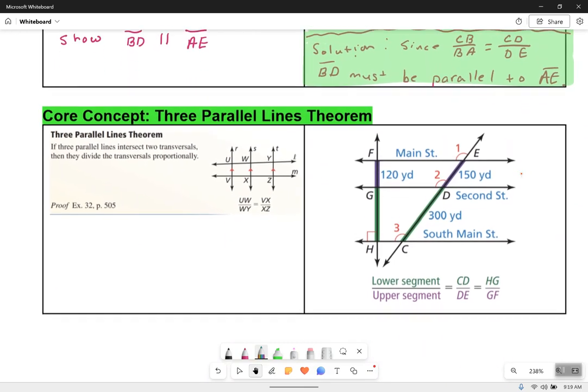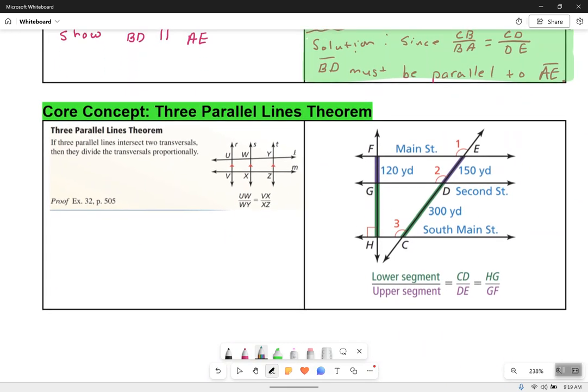Another core concept. Ooh, not two parallel lines. We're gonna live dangerously and go, oh, three parallel lines. Anybody scared yet? Three parallel lines is Vecna scary. Okay. If three parallel lines intersect two transversals, then they divide the transversals proportionally. Okay, here's the deal. Can you guys identify the three parallel lines in the examples they give here? Whoops, I didn't want to do that. This is what I wanted to do. Aren't these my three parallel lines right here, kids? R, S, and T. You guys see them?